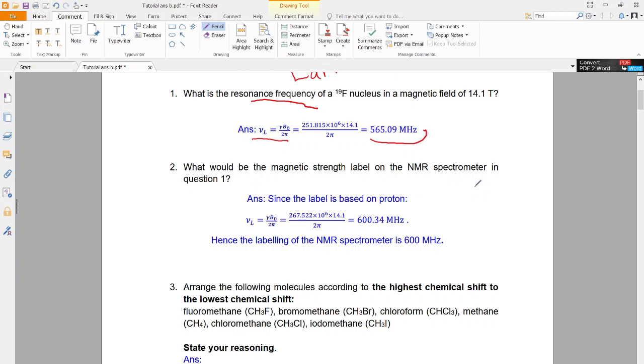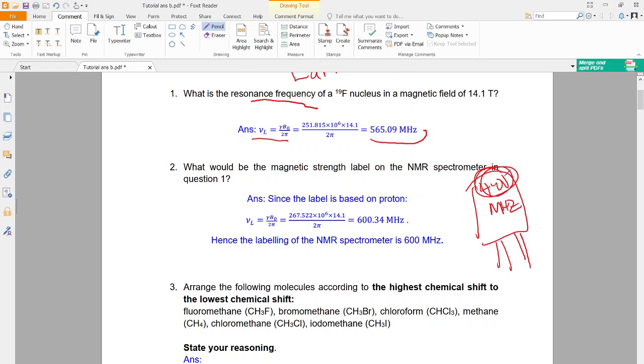So you have the NMR machine, right? So what is the label here? Is it 400 megahertz, or is it 300 megahertz, or how many megahertz? So this is the label. This is what the question is about. What is the label? So how do you know what the label is here?